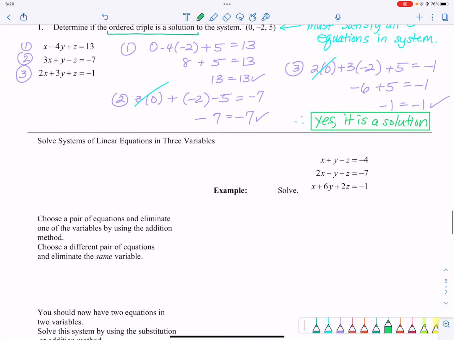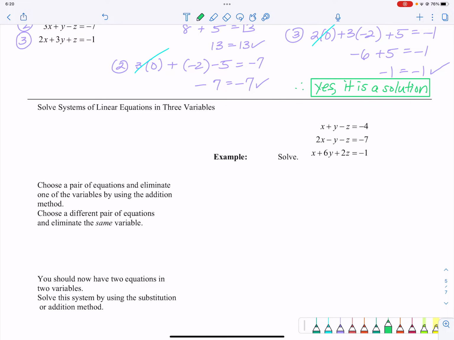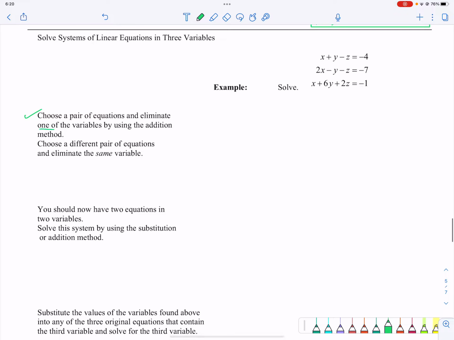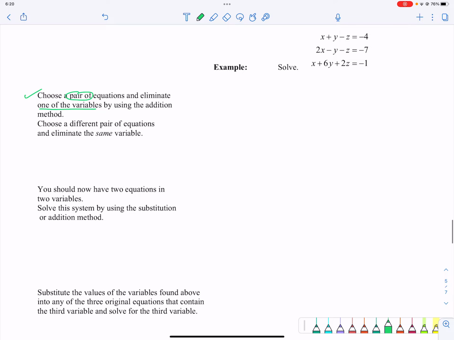Okay. Now, how are we going to solve systems of linear equations in 3 variables? Well, what we're going to do is first choose a pair of equations and eliminate one of the variables of this pair. Then we're going to choose a different pair of equations, and we're going to eliminate the same variable, okay? Let's start with that.